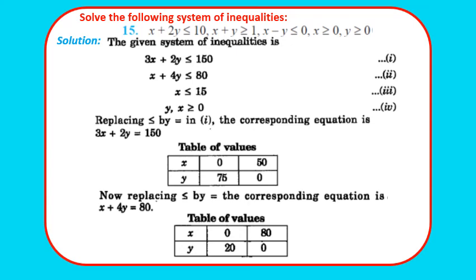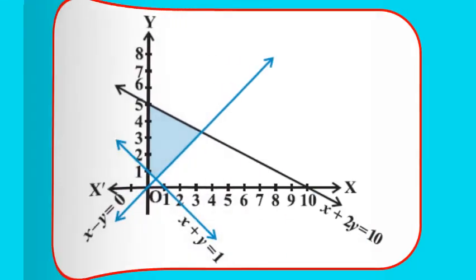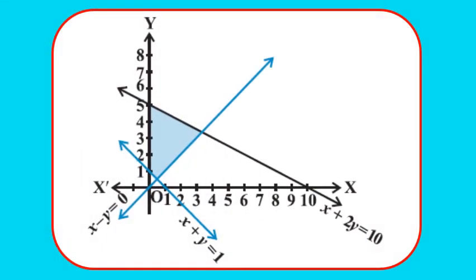So writing the inequality as 3x plus 2y equals 150, we get if x equals 0, y is equal to 75, and if y equals 0, x equals 50. Taking the second one, x plus 4y equals 80, we get when x equals 0, y equals 20, and when y equals 0, x equals 80. And we know that x minus y equals 0, that is x equals y, is a slant line making 45 degrees with the axis.